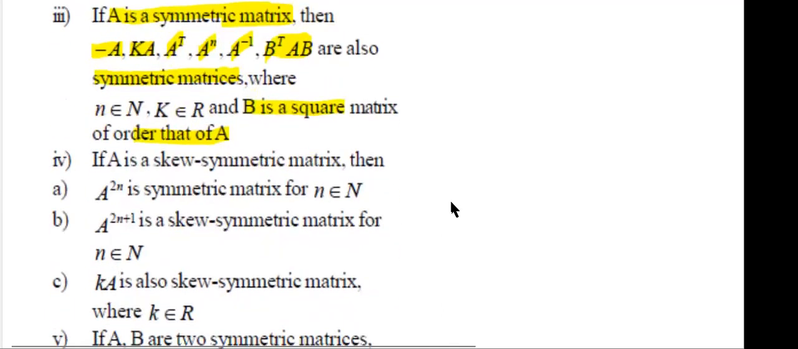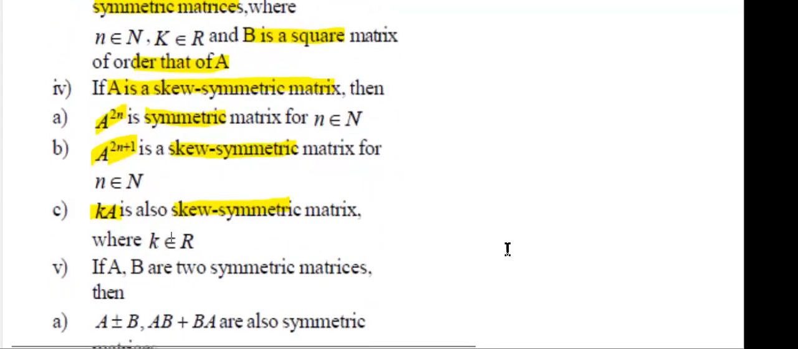Next, A is a skew symmetric matrix. Then A power 2n is symmetric. A power 2n plus 1 is skew symmetric. If A is skew symmetric, A power 2n plus 1 is also skew symmetric, but A power 2n is a symmetric matrix.